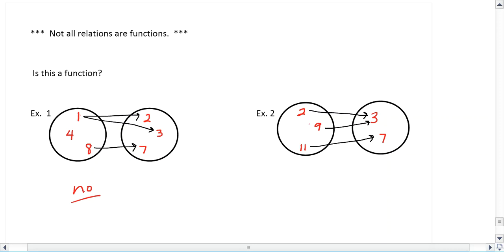Over here in example 2, does each x only have one y? And we would say yes. It's okay that 9 maps to 3 and 2 also maps to 3. The 3 isn't a problem. But since each x only has one y, we would say yes, this is a function.